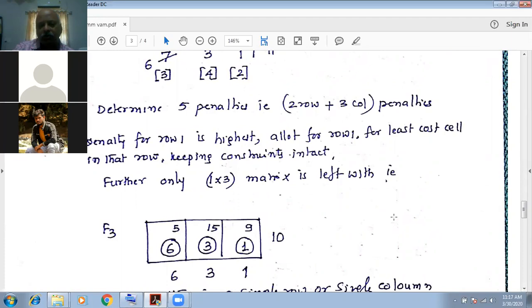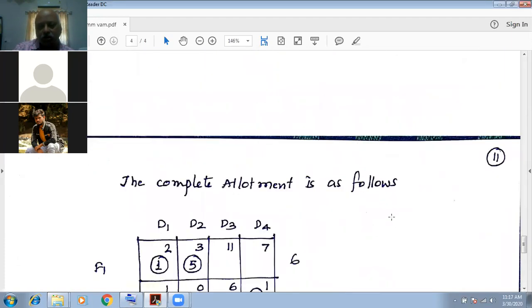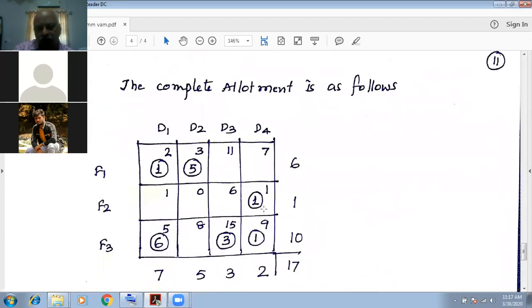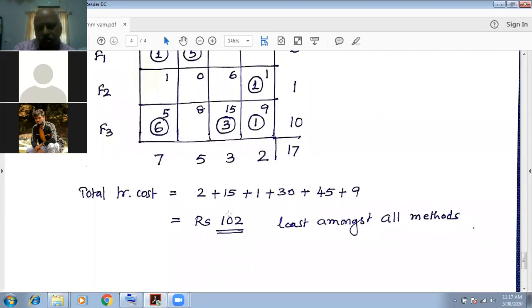So, in a nutshell, we have shown here the overall allotment of the units from various factories to the showrooms, and we have calculated the transportation cost that has led to 100. So, this completes the discussion.